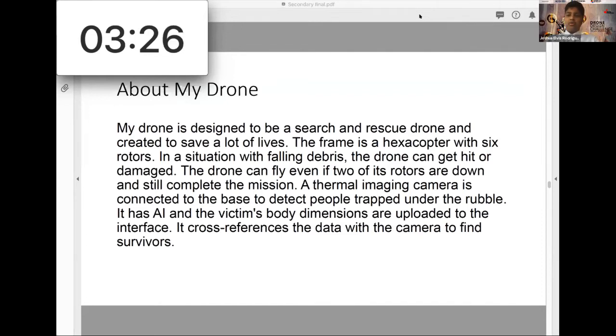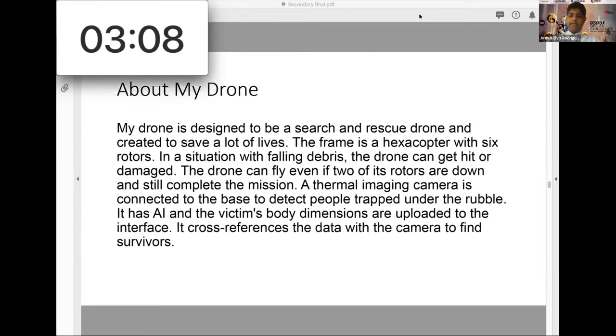The frame is a hexacopter with 6 rotors, and I designed it this way because in a situation of falling debris, the drone can get hit or damaged. The hexacopter can still fly or hover even if 2 of its rotors are down, and can still have a chance of completing the mission, which makes it really practical for this use.